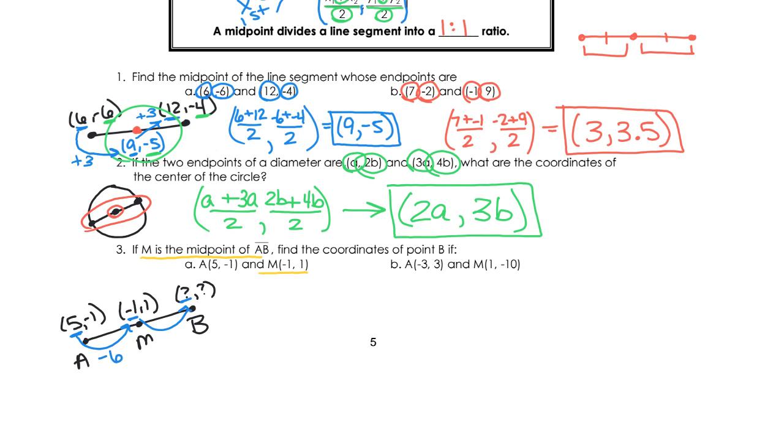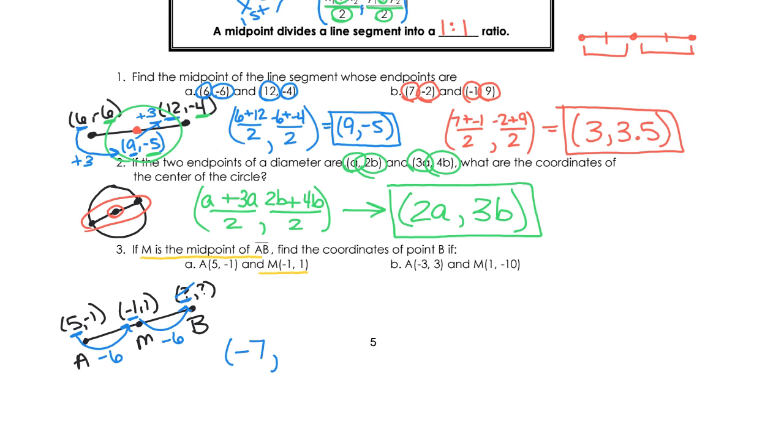So if that's a midpoint, then it's going to take the same amount of units to add or subtract to get to your other endpoint. And so if we are at -1 and we subtract 6, then we're going to be at -7. And now we know our x coordinate.